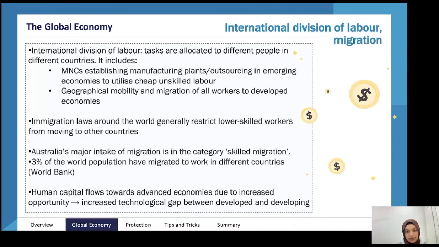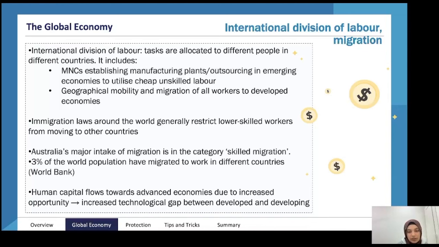Australia's major intake of migration is in the category of skilled migration. 3% of the world's population have migrated to work in different countries, according to the World Bank. So definitely something to note there as a statistic that you can talk about in terms of the International Division of Labour.